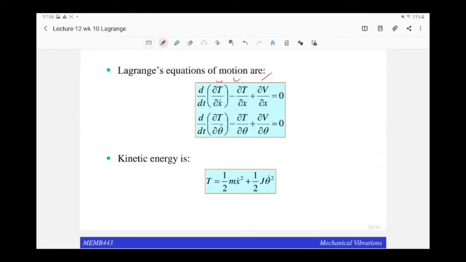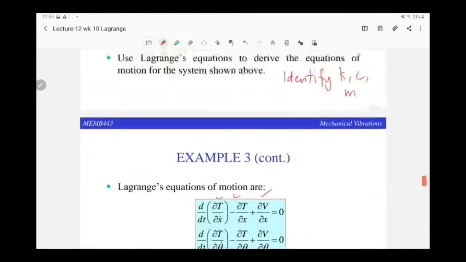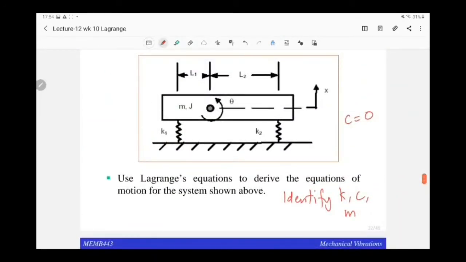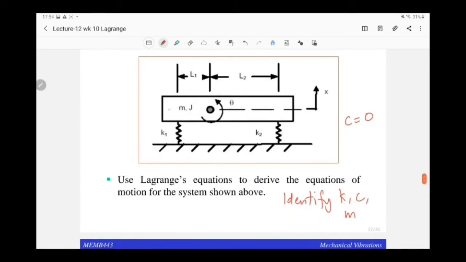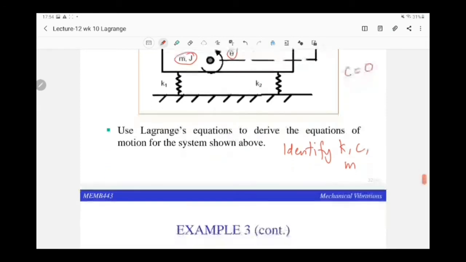So you just identify what is the kinetic energy. What do you look for? Basically you look for the mass and the J, the M and the J. So in this case you have both. For the rigid bar, it will actually move in the x direction as well as theta. So it has both M and J.